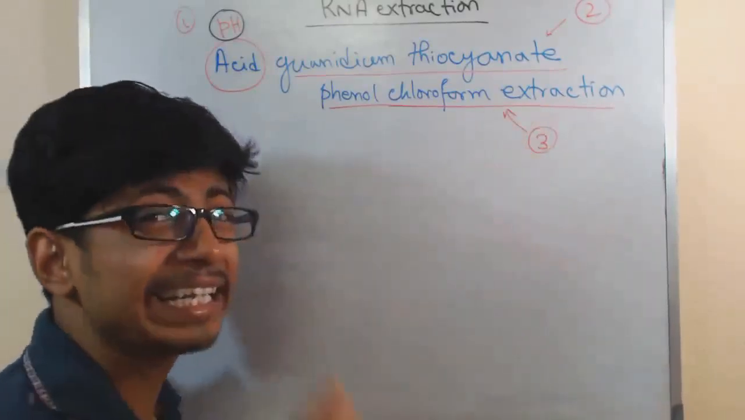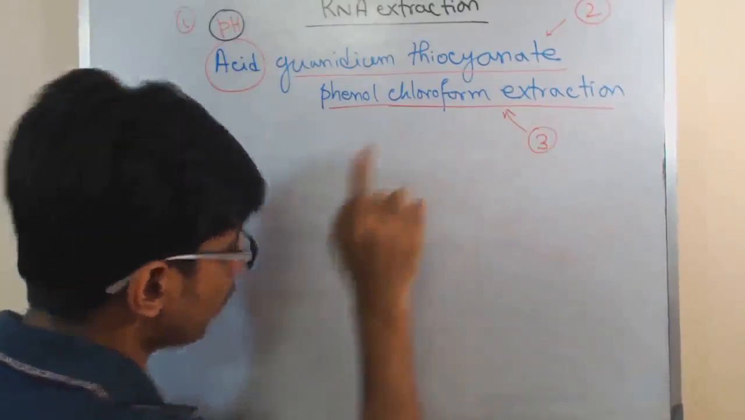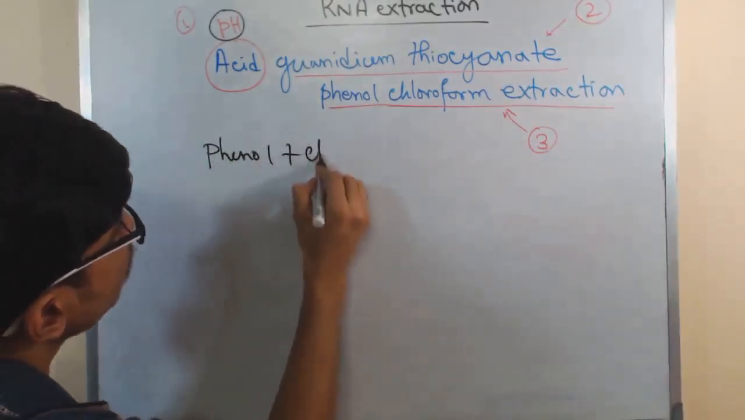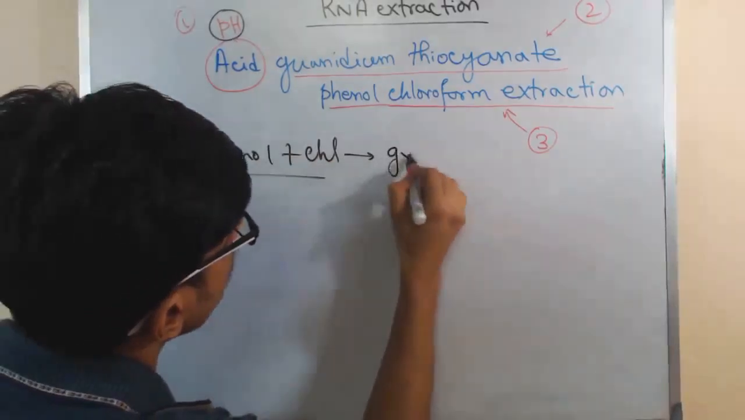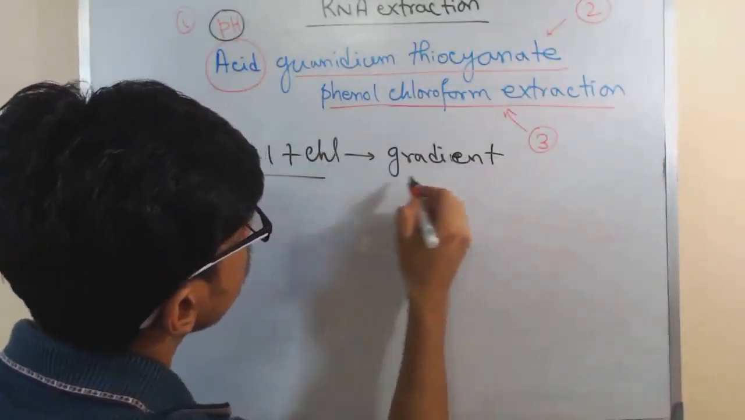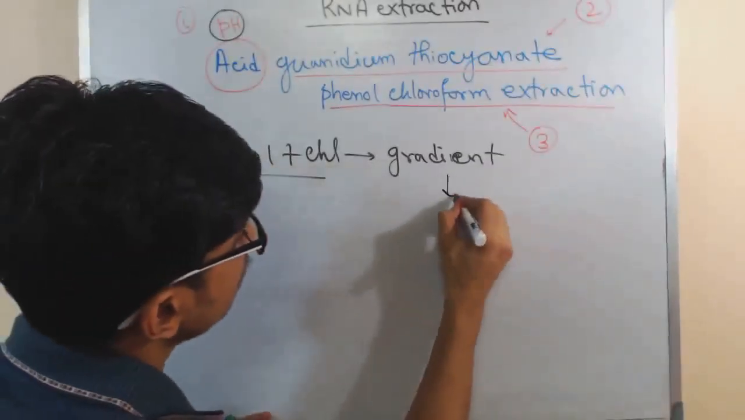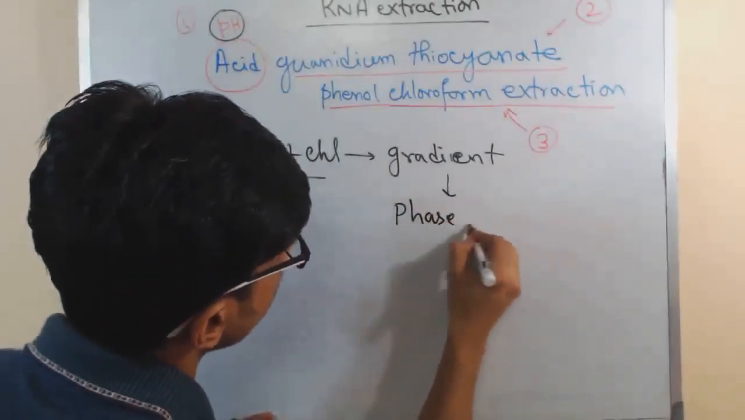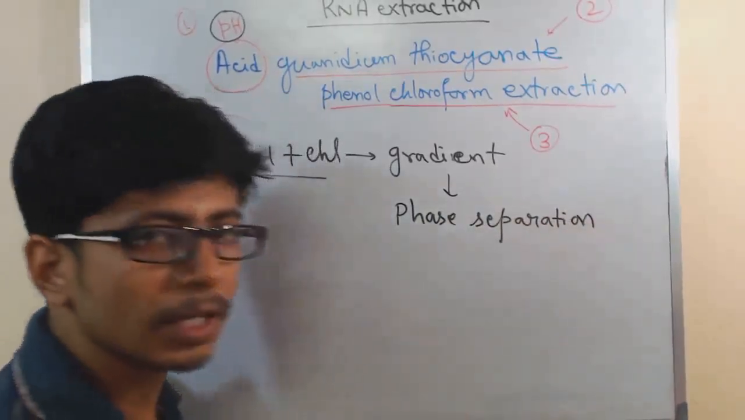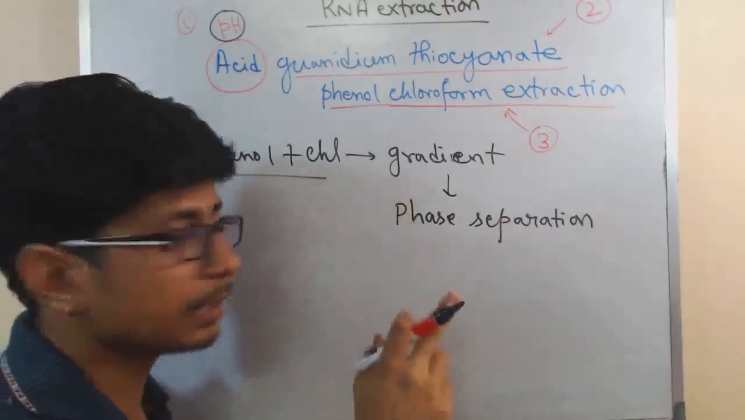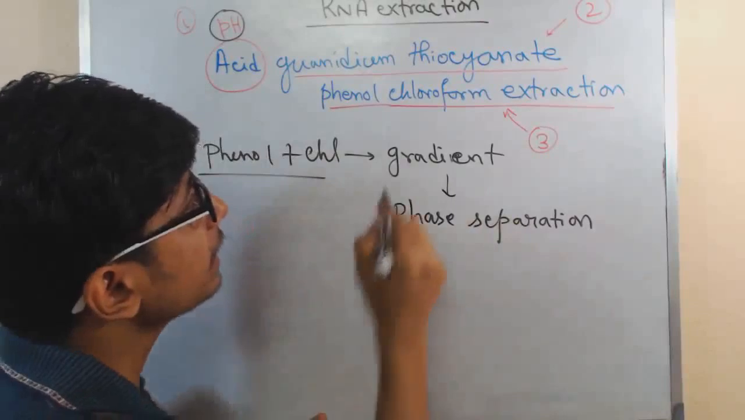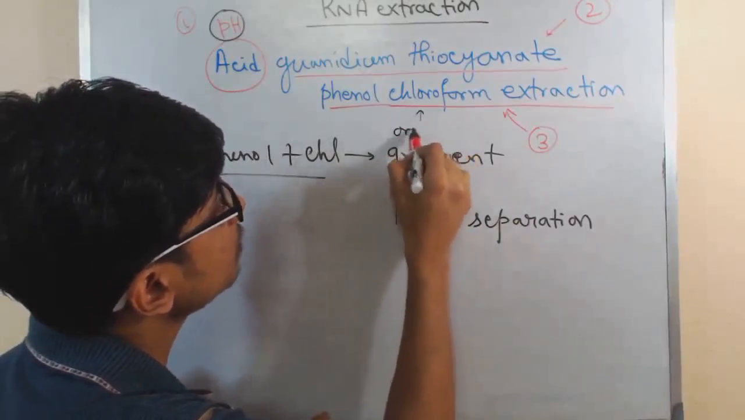Now among those components, protein, DNA, RNA, pH plays a vital role, as well as this phenol chloroform gradient. Why do you use phenol and chloroform altogether? Because phenol and chloroform together cause a gradient. This gradient helps in phase separation. What do we mean by phase separation? The idea here is chloroform is an organic solvent.